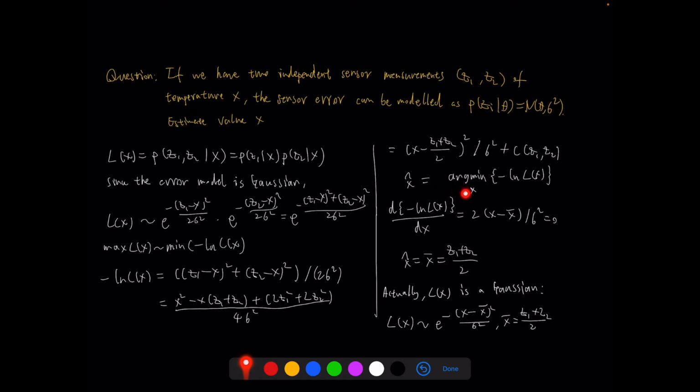To finish the MLEs, we want to find the x to minimize the minus ln likelihood function. The way to find the minimum is always to take the derivative with respect to x. Then the quadratic function can be rewritten as 2(x minus x bar) divided by theta squared. We set this equation to 0 to find x. Of course, the best x here is equal to x bar, which is (z1 plus z2) divided by 2.